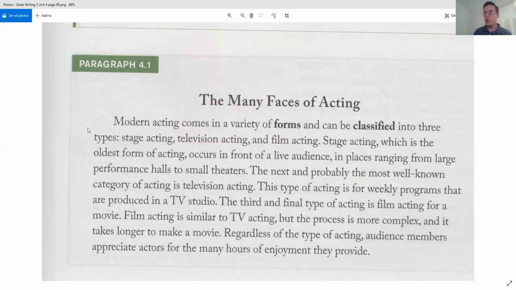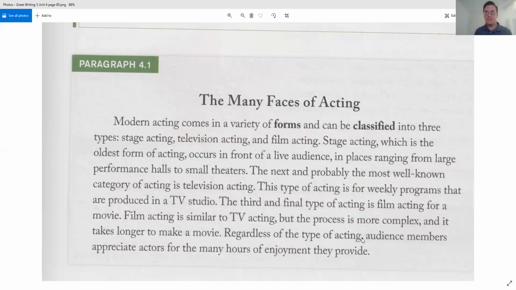And we have our concluding sentence, which states, regardless of the type of acting, audience members appreciate actors for the many hours of enjoyment they provide. This concluding sentence restates the main idea that we are talking about types of acting, and it gives a little opinion about acting. No matter what kind of acting it is, it's enjoyable. It provides hours of enjoyment.